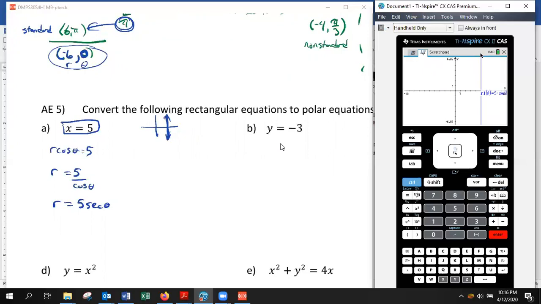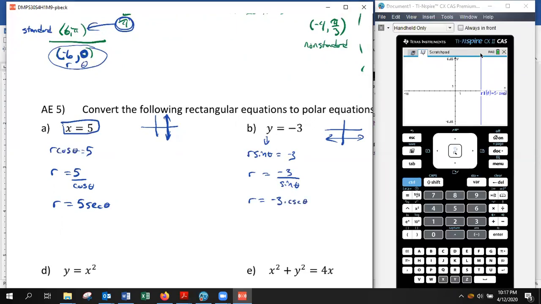All right, well, y equals -3. I could do something similar. Again, I always like to draw it out if I can. Y equals -3 is the horizontal line down here. So I know y, which is r sine of theta, is -3. So r will be -3 divided by the sine of theta. If you remember, dividing by sine is equivalent to multiplying by cosecant theta. So r equals -3 cosecant theta.